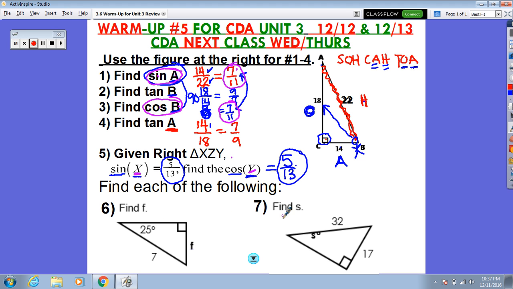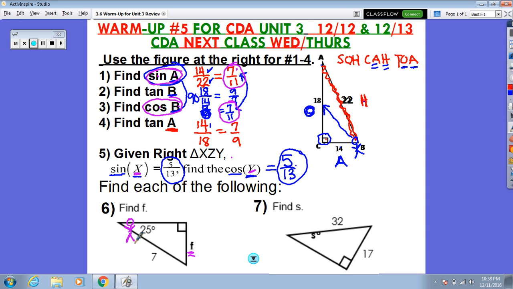Alright, so 6 and 7 are the only ones where we actually have to do some work here. And yes, Alec, you do have to show your work. Alright, so for 6, they asked me to find F. Well, F is right here. Alright, so since they gave me the angle here of 25 degrees, that's where I draw my little man.